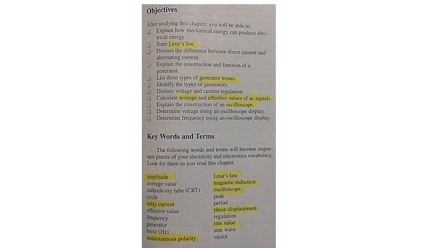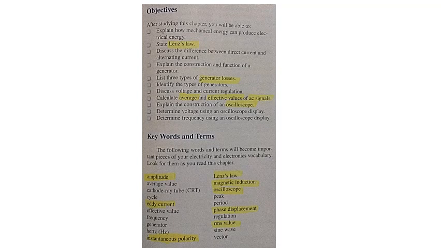Objectives for this chapter: explain how mechanical energy can produce electrical energy, state Lenz's Law, discuss the difference between direct current and alternating current, explain the construction and function of a generator, list three types of generator losses, identify the types of generators, discuss voltage and current regulation, calculate average and effective values of AC signals, explain the construction of an oscilloscope, determine voltage using an oscilloscope display, determine frequency using an oscilloscope display.